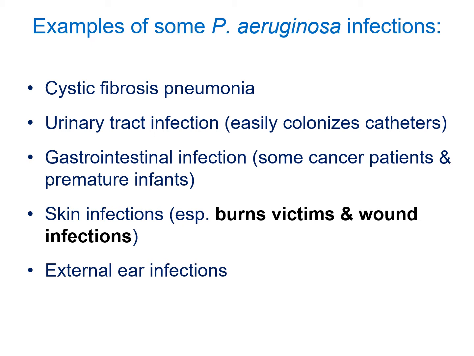The bladder, the urinary bladder, should be sterile as well. That's not something that bacteria should be able to colonize. But if you have Pseudomonas on a catheter and it finds its way to the bladder, it can cause an active infection in the bladder. We have gastrointestinal infections as well. These are more common in premature infants and also people with cancer that are undergoing cancer treatments. We have skin infections, and again, most common in bad wounds and in burns. And in some cases, this can cause ear infections as well.